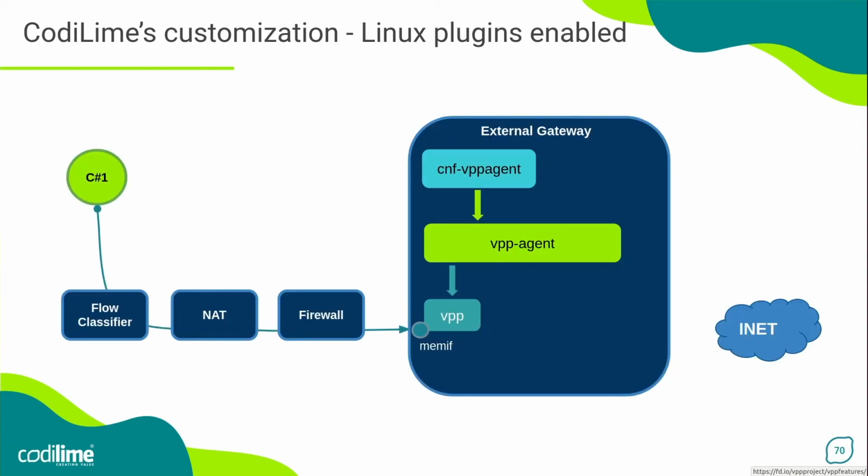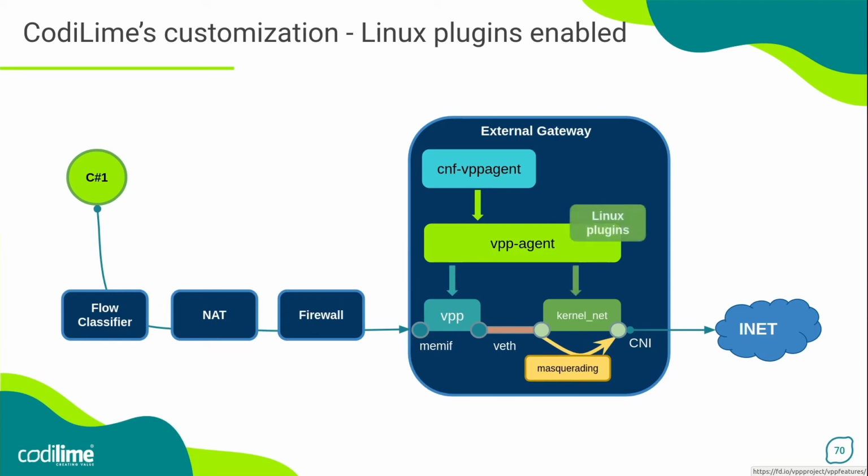Also, we re-enabled the Linux plugins. This is necessary because in one of our CNFs, we need to configure the connection to the outside world. This goes beyond the VPP. We also need to configure some mechanism within kernel networking to accomplish that. The VPP agent can supervise the completion of this configuration. It can control both underlying VPP and kernel networking entities, but to make it possible, Linux plugins must be enabled.